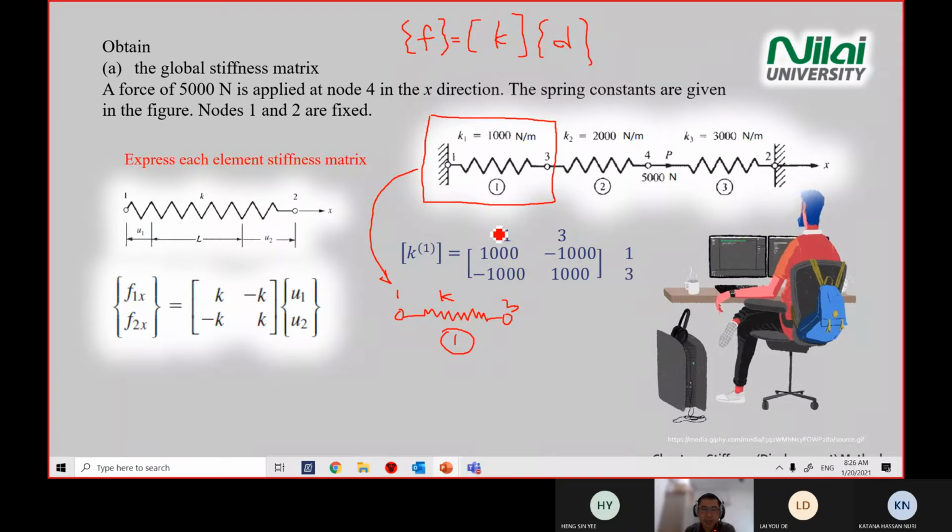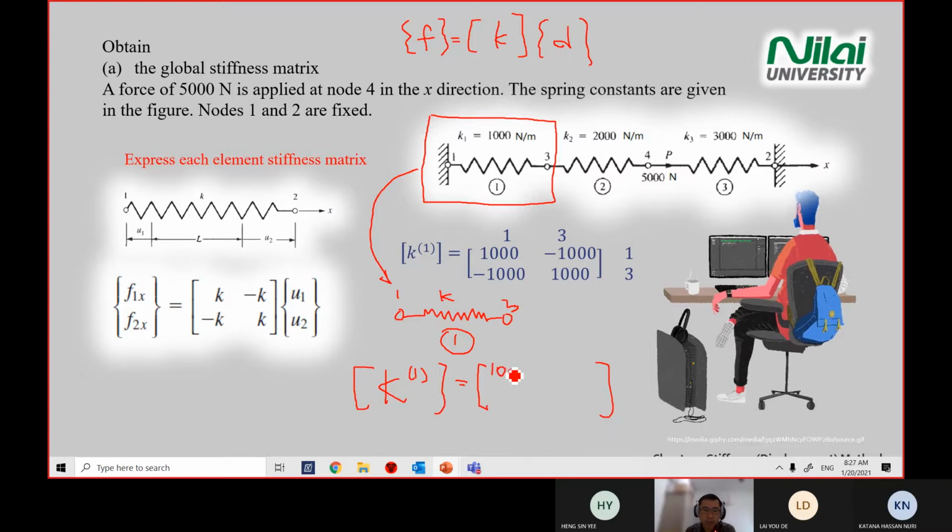Okay, this one is in the exam, you don't need to write the 1, 3 beside the matrix. You don't need to write it. So what I'm looking for in the exam is that you write like this: K equals 1000, negative 1000, negative 1000, and 1000.